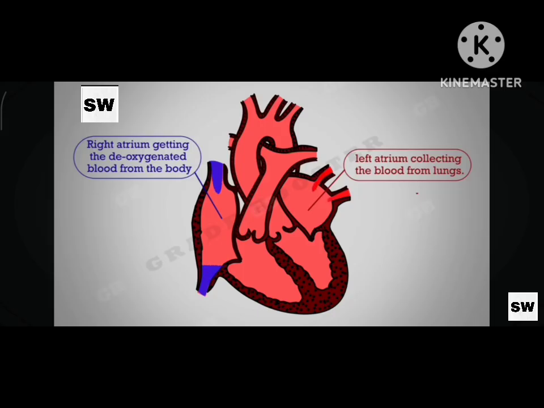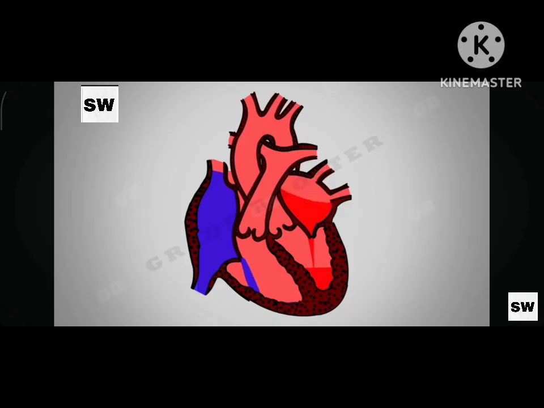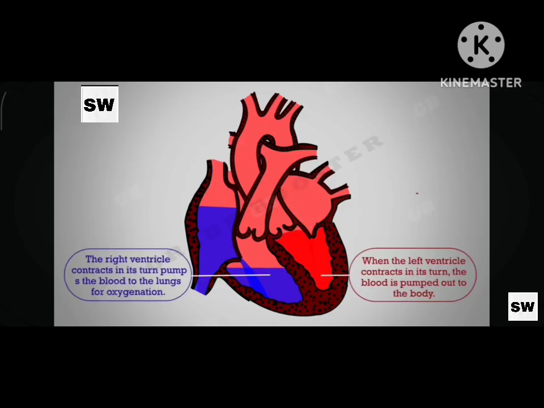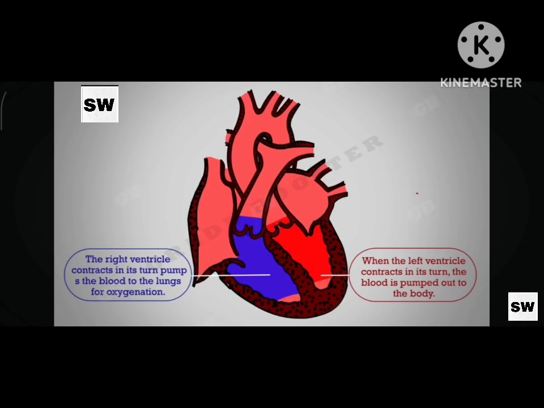The left atrium and the right atrium relax. The left atrium collects the blood from the lungs. The right atrium gets the deoxygenated blood from the body. As they contract, the left ventricle and right ventricle expand so that the blood is transferred to them. When the left ventricle contracts in its turn, the blood is pumped out to the body.